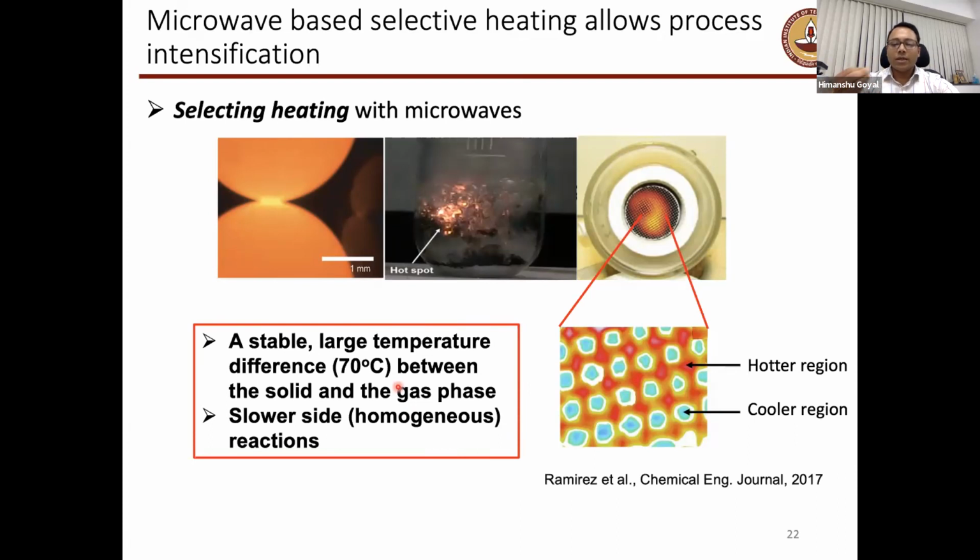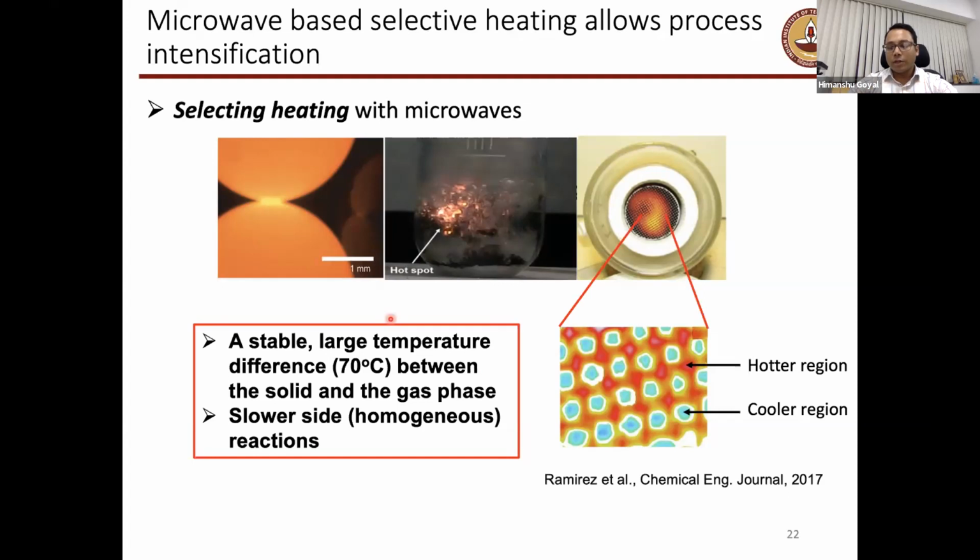But there will always be some side homogeneous reaction in these channels. So now if we can create this large temperature difference between solid and gas phase, we can minimize the rate of side reaction in the hollow channels. By tuning the geometry, it's expected that we can make this temperature difference much higher. Or if in a particular geometry we want to reduce it, we can do that also.